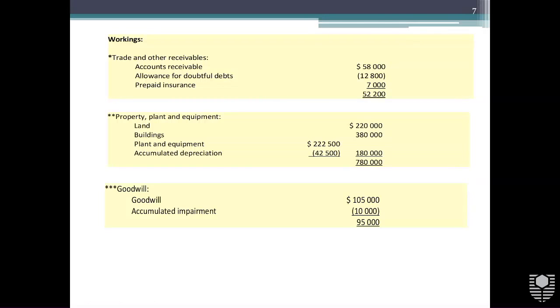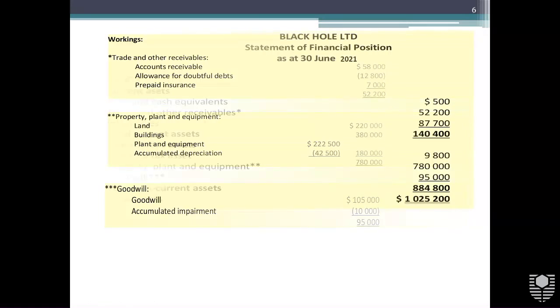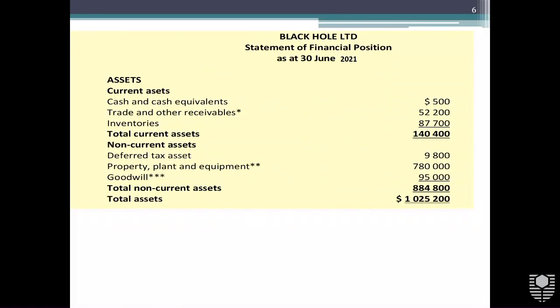The next one, in your trade and other receivables, is your prepaid insurance. It's quite common for people to put prepaid insurance in there. I actually prefer to have a separate heading for prepayments, because a prepayment is a little bit different to trade and other receivables. Accounts receivable you may not get; a prepayment you've already paid in advance. It is actually separate, but it is not uncommon to group it together, and that gives us the 52,200. The next bit is your inventory. If we go down to our inventory, we've got 87,700 there, so tick that off your list. Add all those current assets up, and that gives you 140,400.